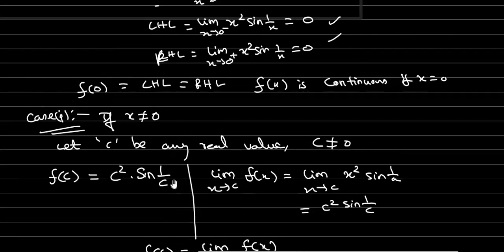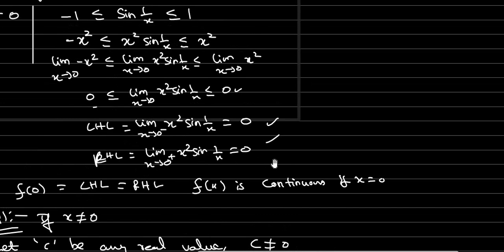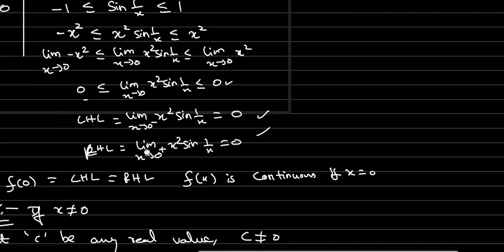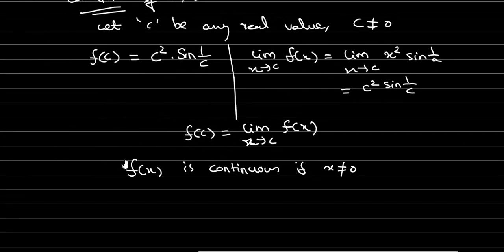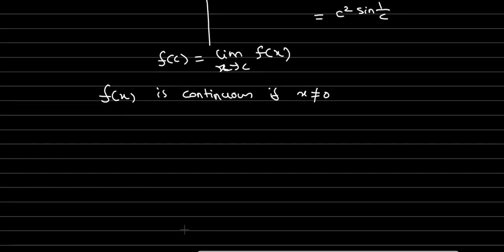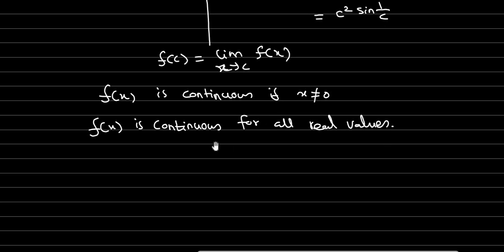Now from both the cases we can conclude that if x is exactly 0, the function is continuous. If x is not equal to 0, the function is also continuous. So from both the cases we can say that f of x is continuous for all real values. So that's all the solution for the 24th sum.